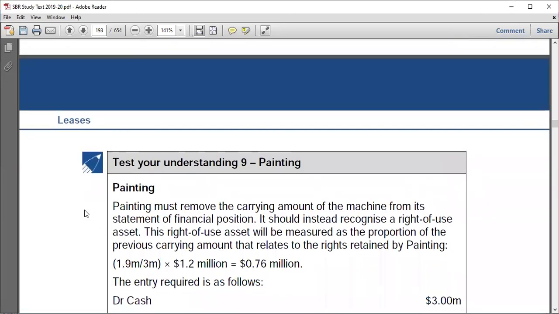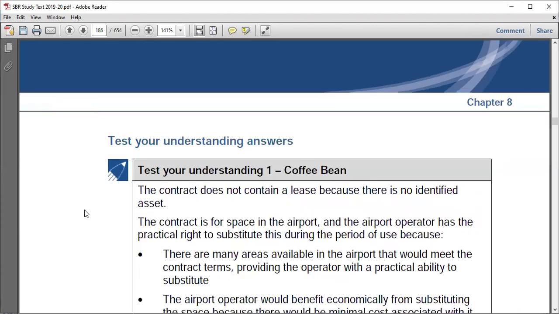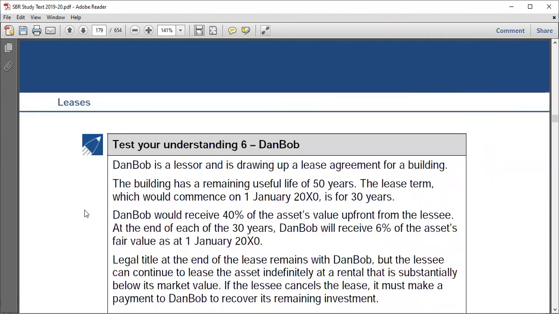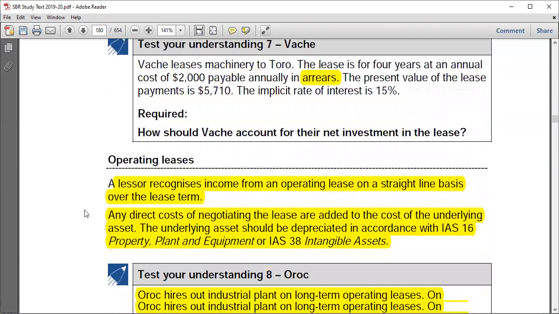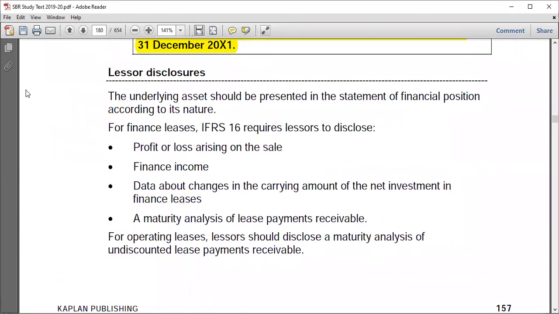Okay, now we are just about to go to the last part, but maybe before that, let us just finish with this disclosure. Disclosures are actually just normal things. Whatever you do in computation is what you need to disclose, so it's nothing much. We say the underlying assets are to be presented in the statement of financial position according to their nature. Yes, as usual. If it's UCP, it's an intangible asset, just show it in the statement of financial position.